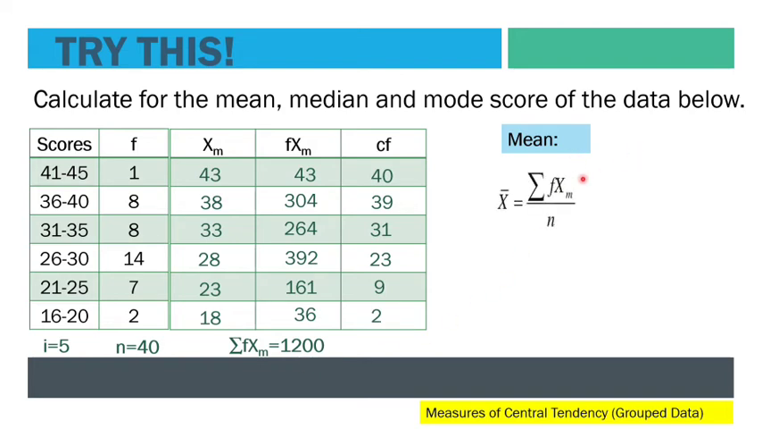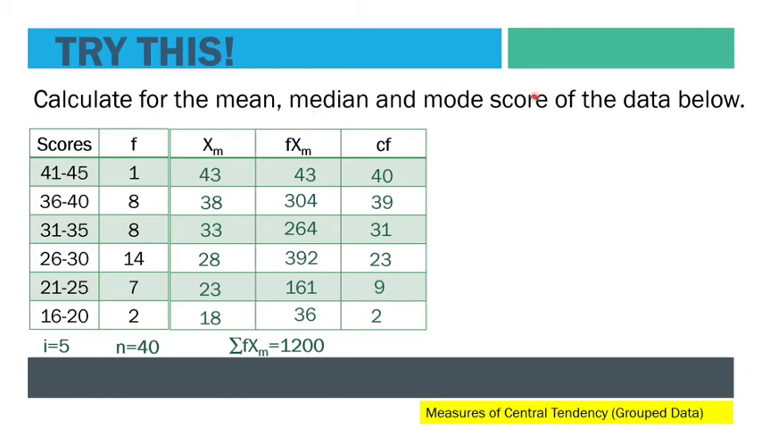That's the summation of fx sub m divided by n. So we just have to basically substitute this with the value, which is 1200, and then we have to divide by n, which is 40. So we will get 1200 divided by 40, and then just simplifying further, the value of mean will give us 30. Yes, that's the value of our mean. You get it? Very good.